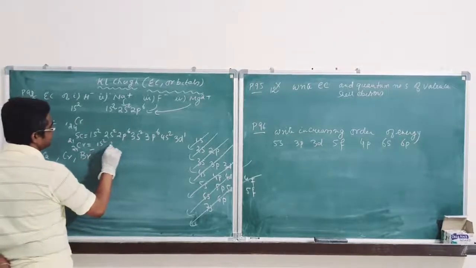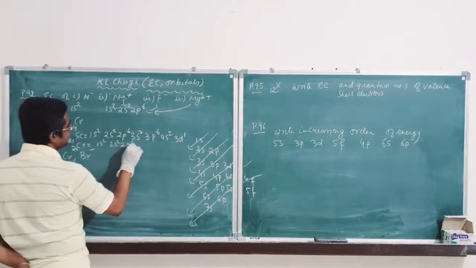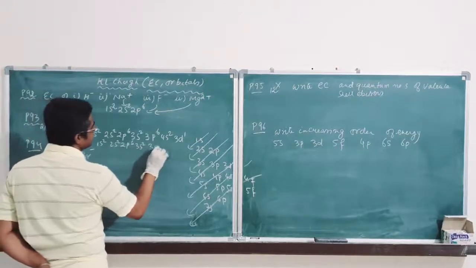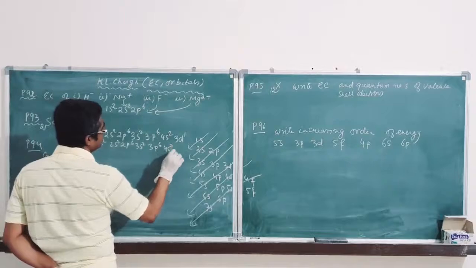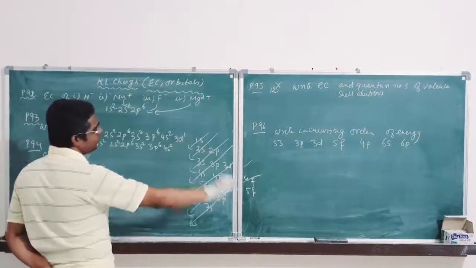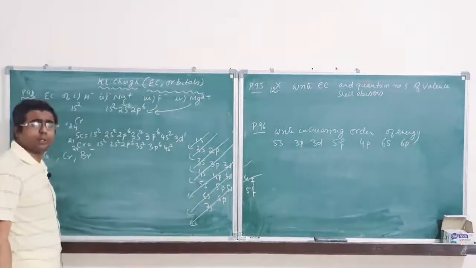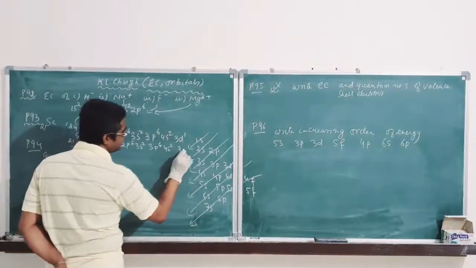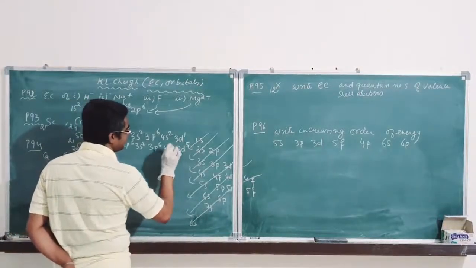1s2 2s2 2p6 3s2 3p6. This will be same basically 4s2. After that you will come at 3d4, but we know chromium has an anomalous configuration. So this will be 3d5 and this will be 4s1.